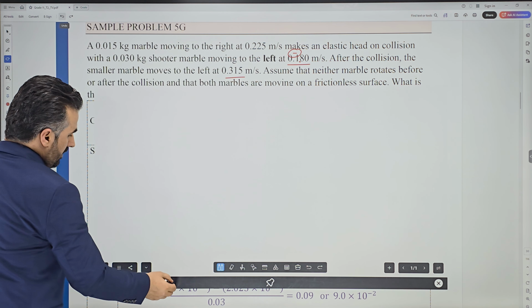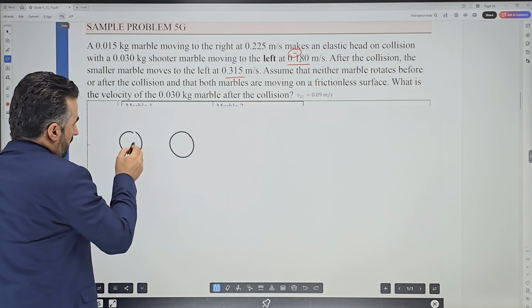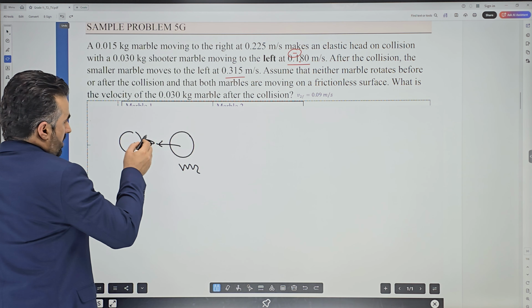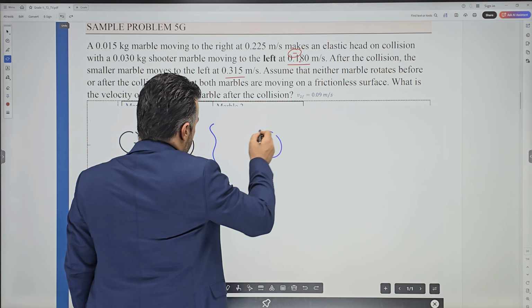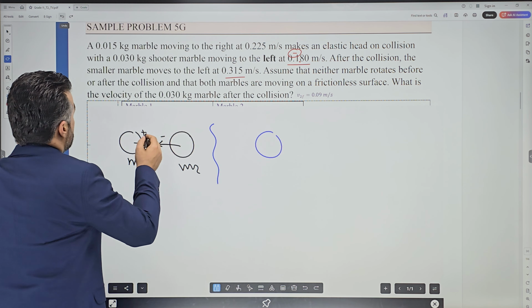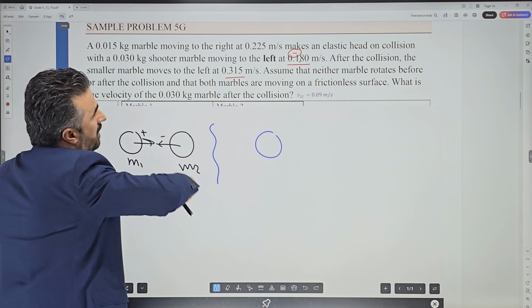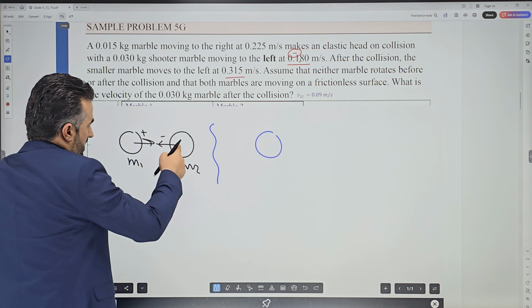So here's, let's say, the first marble. Or this is, we can say, before the collision. This is marble 1, this is marble 2. This is going to the right, positive; this is to the left. But after the collision, the smaller marble, you can see that this is smaller because the mass is 0.015, and the second mass is 0.03. So this is bigger now.